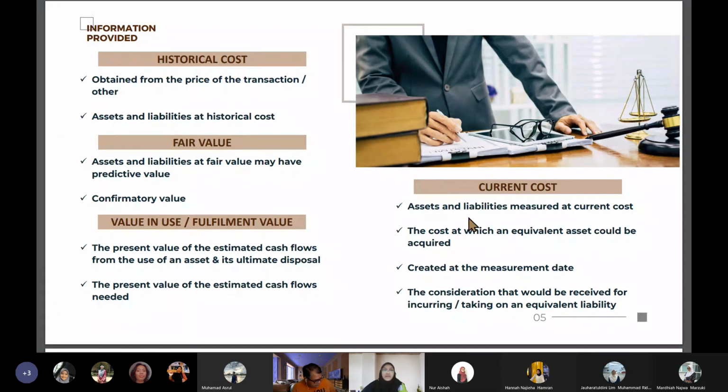As for the current cost, the information provided, we need to take the assets and liabilities measured at the current cost, as the cost at which an equivalent asset could be acquired, because some of them will be created at the measurement date, or some of them will be created at the consideration that would be received for incurring or taking on an equivalent liability.